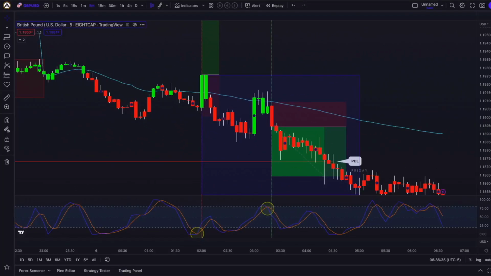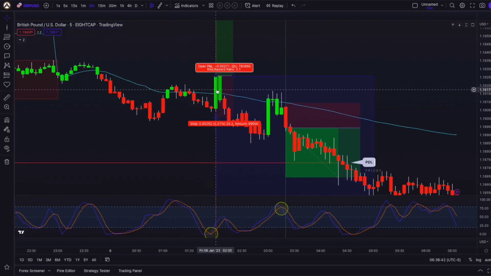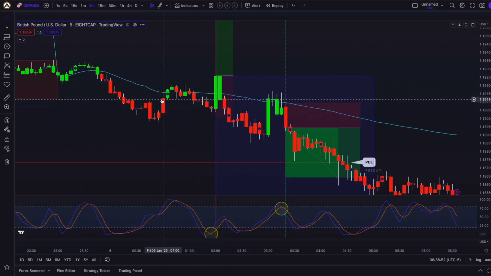Let's get right away started with the price action on British Pound US dollar on a 5-minute chart right here. The first trading opportunity that presented itself today was happening right here at 2 AM New York local time, where we had this massive candle to the upside, a reaction out of an old fair value gap right here from 1 AM New York local time.